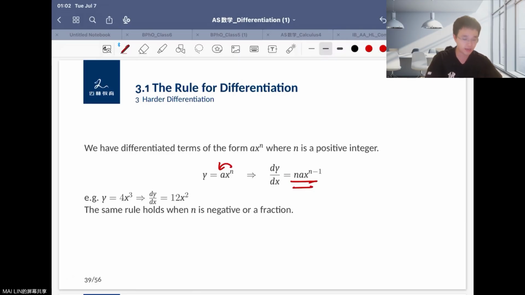For example, y equals 4 times x cubed. We first put 3 at the very front, so here it is 4 times 3, and then the power is minus 1, so it is 4 times 3 times x to the power of 3 minus 1. So the differentiation equals 12 times x squared. And we can say that this differentiation is always greater than or equal to 0, a non-negative value, so it's an increasing function, right?